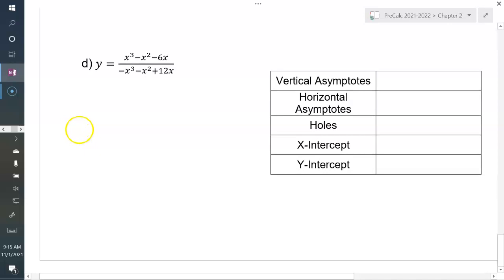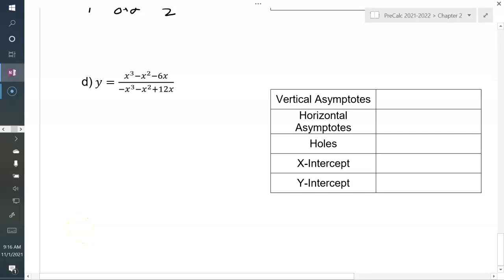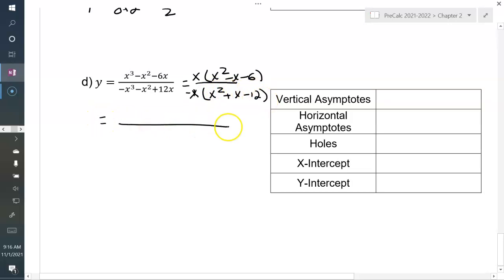All right, let's just do this last one. First thing you want to do is factor everywhere. So I'm going to pull out an x, and I have x squared minus x minus 6. Pull a negative 1 out of the denominator. Let's make it a negative x. Pull that out, then I get x squared plus x minus 12. Let's keep factoring. So I have an x times x minus 3, x plus 2.